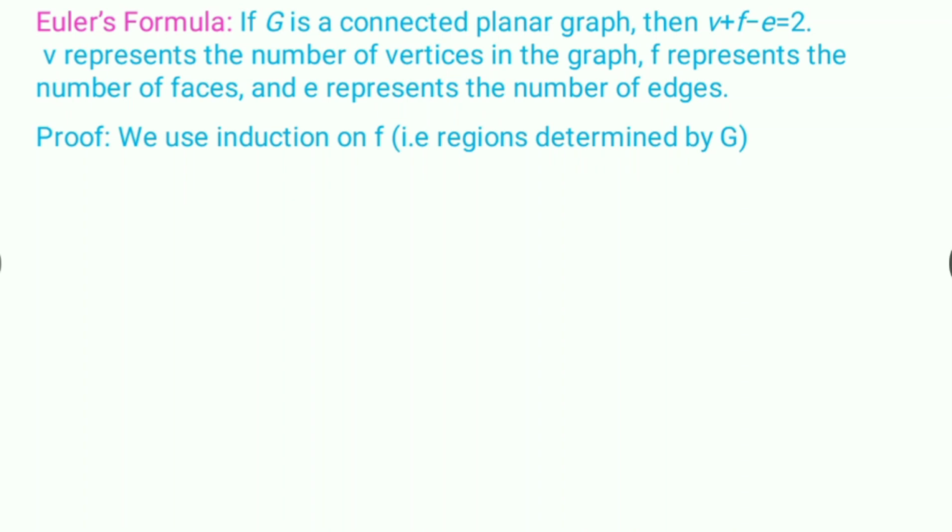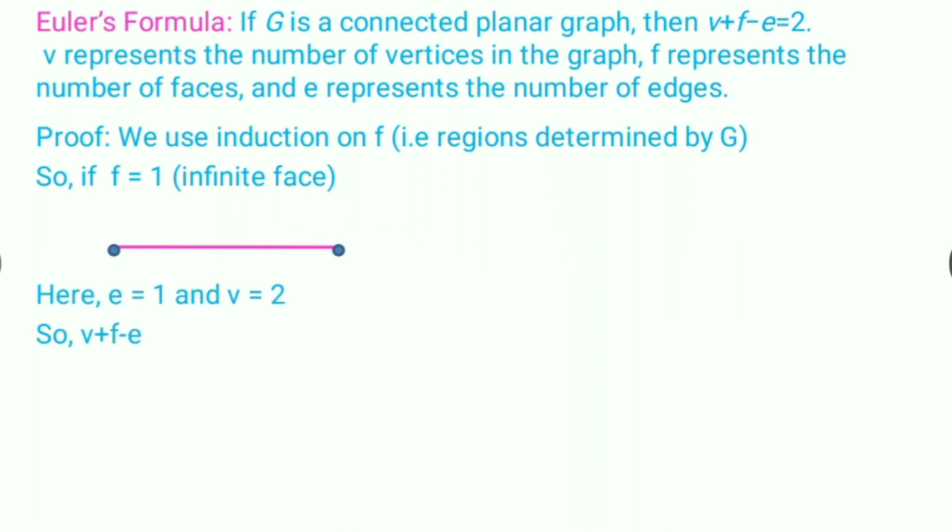To prove this formula, we will use induction on the number of faces, or number of regions, determined by G. If F is 1, if there is only one face, then that face will be an infinite face. If F is 1, this graph can form this kind of face. In this graph you can see the number of edges is 1 and the number of vertices is 2. So E is 1 and V is 2.